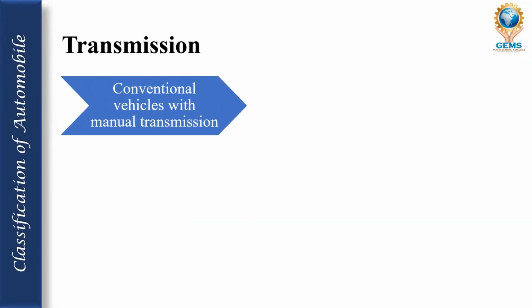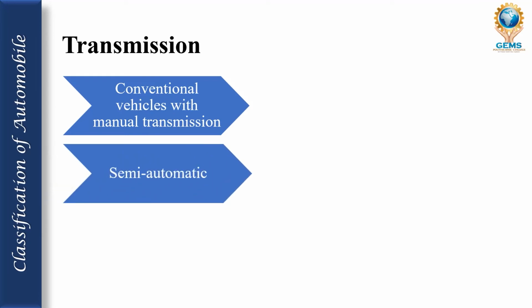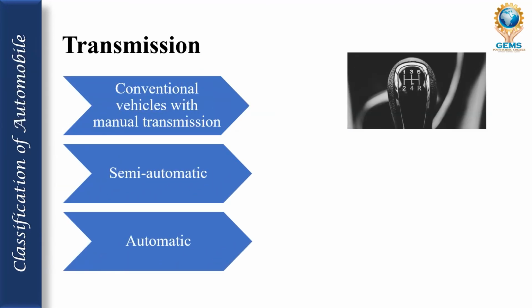Transmission: conventional vehicle with manual transmission, semi-automatic and automatic. This is the conventional vehicle with manual transmission. I have to shift manually: first gear, second, third, fourth, fifth and reverse. I have to apply my own strength, my own energy, to put the gear into the transmission of the vehicle.